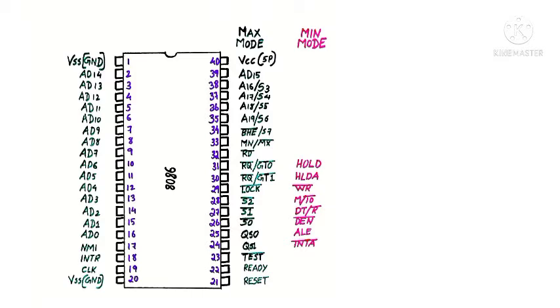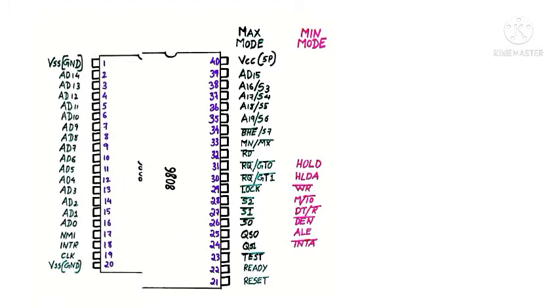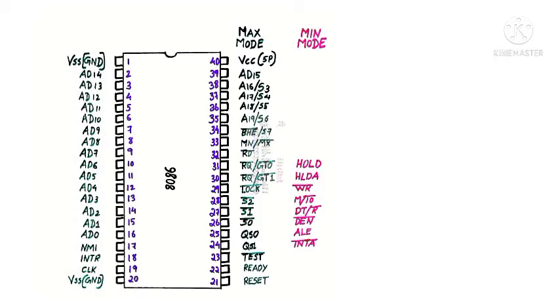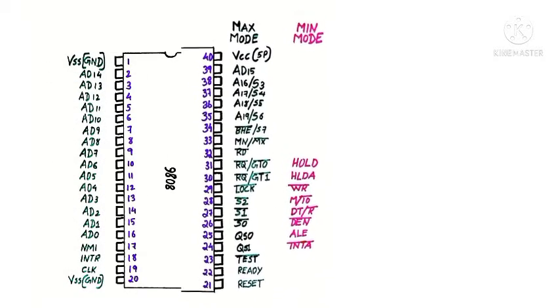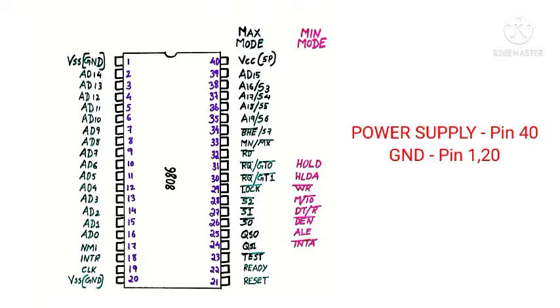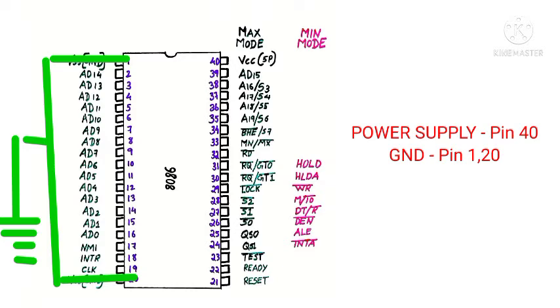See the figure. There are totally 40 pins, out of which the first 20 pins are on the left side, that is from 1 to 20, and the remaining 20 pins, that is 21 to 40, are on the right side. Let's see the functions of each pin in detail. Firstly, we will discuss the power supply signal and ground signal. Here you can see in the figure, pin number 1 and 20 are connected to ground and pin number 40 is connected to our VCC supply.